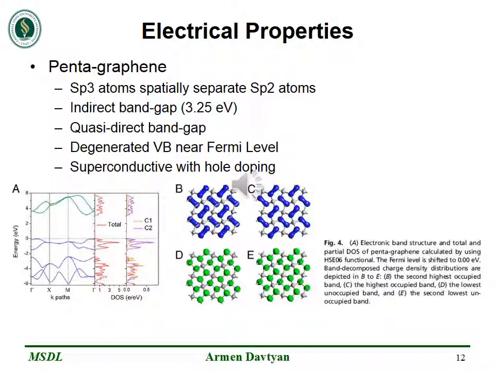Pentagraphene can also be considered a quasi-direct band gap semiconductor, but it's difficult to determine this conclusively without actual experiments. Now, partially degenerated valence bands lead to a high total density of states near the Fermi level, which according to researchers means that in theory, superconductivity can be achieved in this nanosheet.